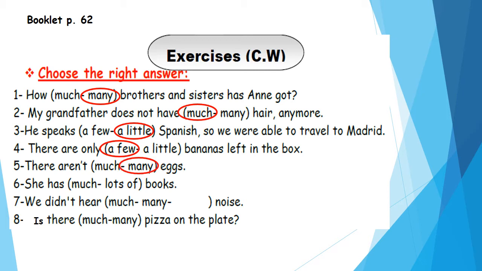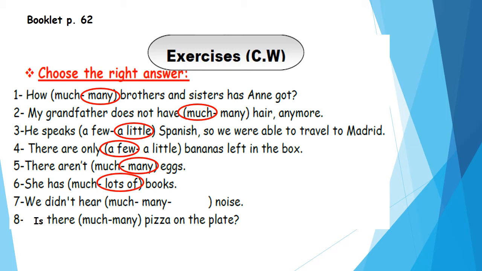Number 6. She has lots of books. Yes, we use much with uncountable nouns and lots of with countable and uncountable. So much is used for uncountable nouns. So can we count books? Yes, we can count books. So we'll use what? Lots of.